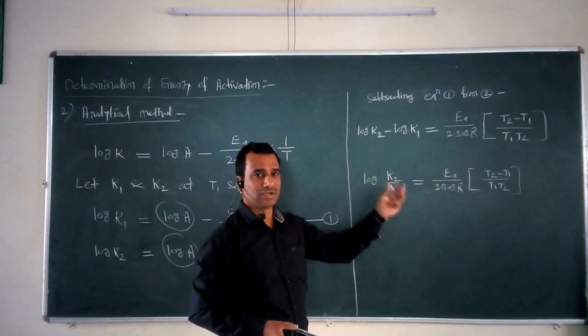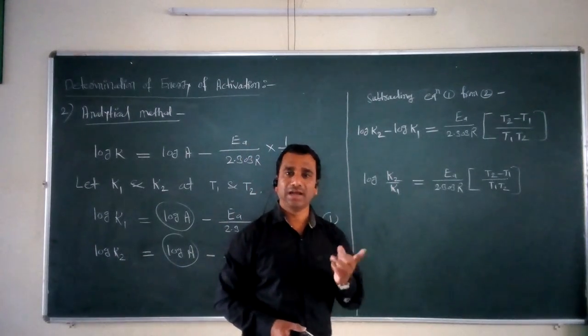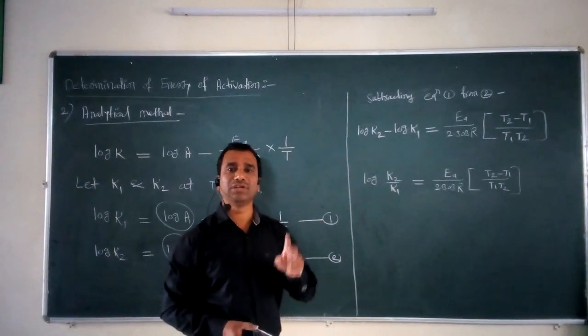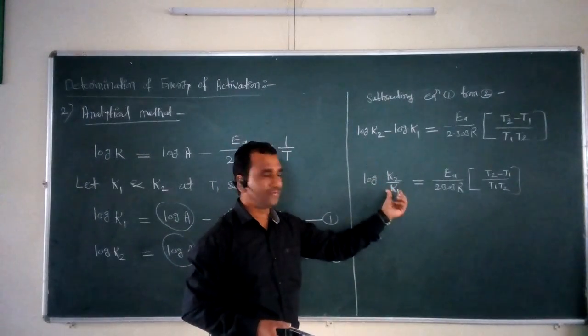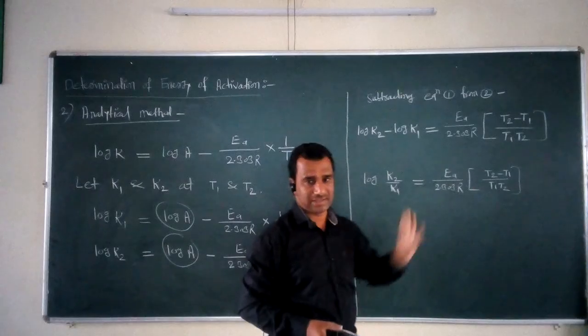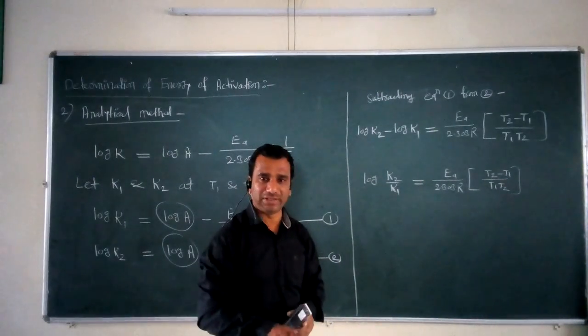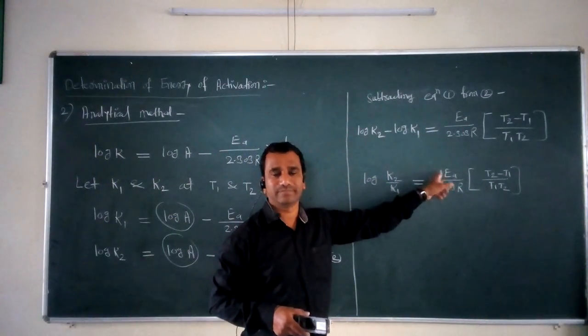For this purpose, we need to study a given chemical reaction at two different temperatures T1 and T2, as well as get the two different rate constants K1 and K2. Once we obtain these four values, K1, K2, T1 and T2, and R is the gas constant, if I substitute all these values, you can easily calculate the value of the energy of activation.